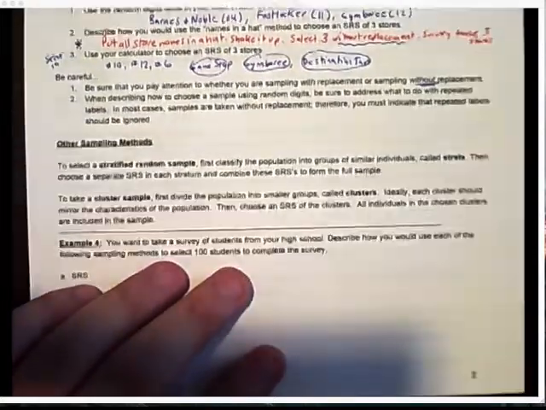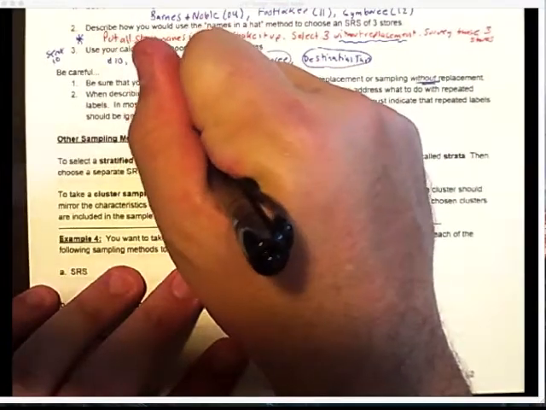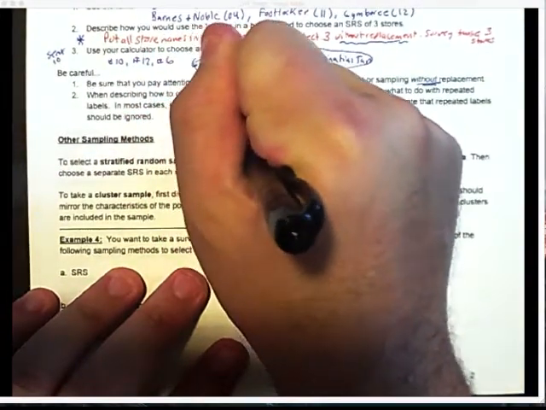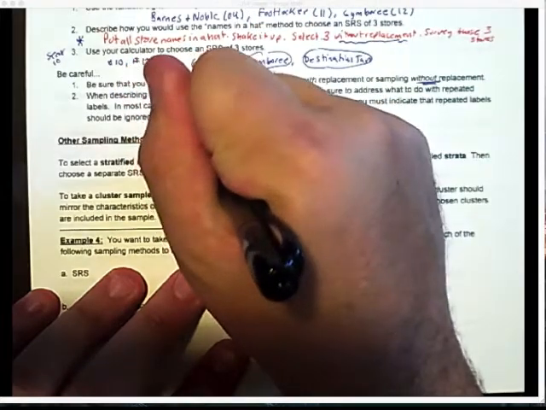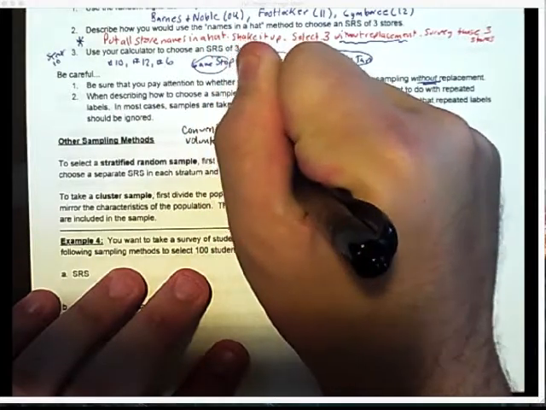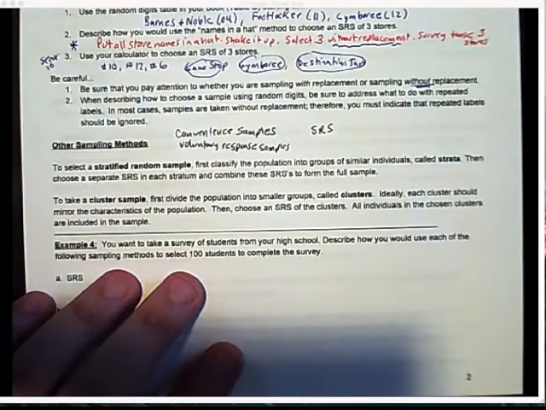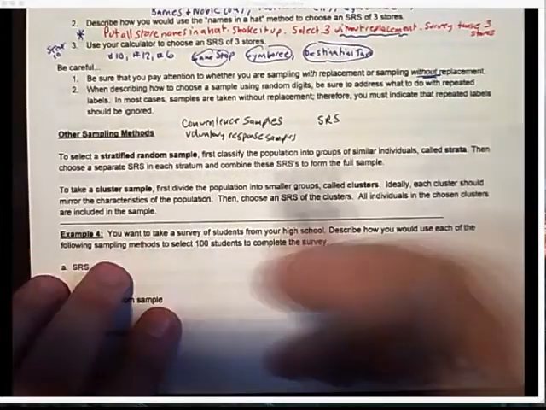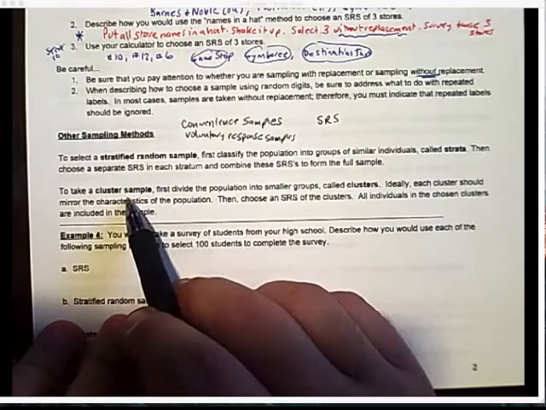So we talked about a couple bad types of samples. We've had convenient samples. Those are bad. You have voluntary response samples, which are bad. We talked about simple random samples. That's good. That's usually the best. But there's a couple other types of samples. There's a stratified random sample, and there's a cluster sample.